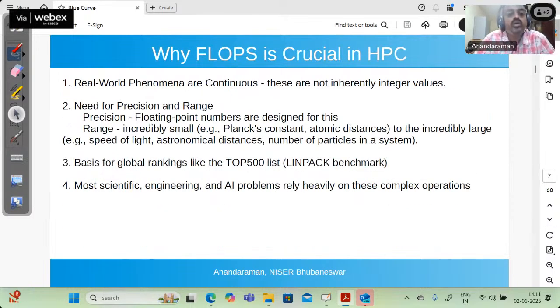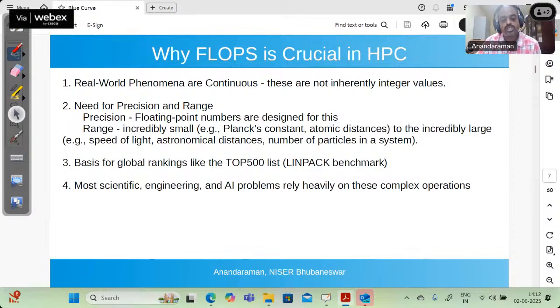What is FLOPS? FLOPS is floating point operations per second. Why is it crucial in HPC? Because we should not round off. Science needs accuracy. So 1.5 should be taken as 1.5 only. It should not be rounded off to 1 or 2. Similarly, 1.599999 means you have to take all the precision. It needs precision and range, so you need floating point operations.